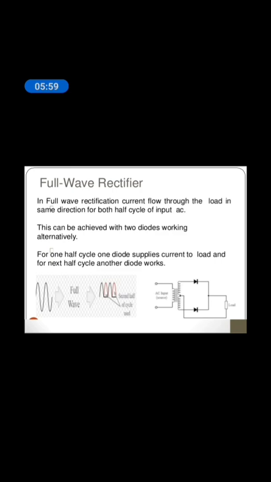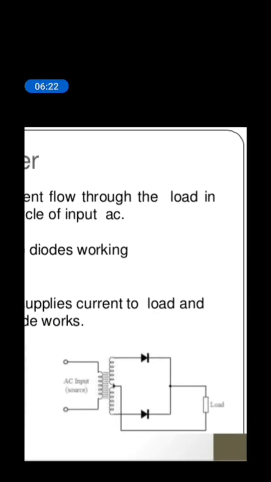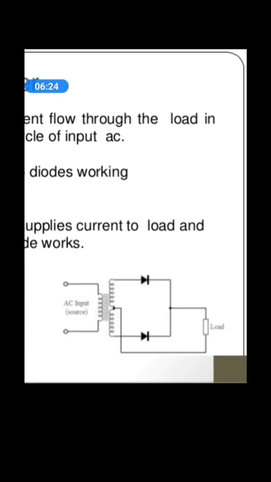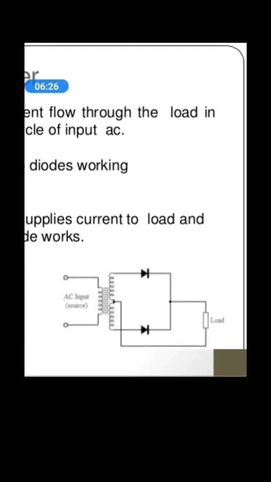Full wave rectifier. In full wave rectification, current flows through the load in the same direction for both half cycles of input AC. This can be achieved with two diodes working alternatively. For one half cycle, one diode supplies current to load, and for the next half cycle, another diode works. It is clear in the diagram that there are two diodes. One is D1 and another is D2.